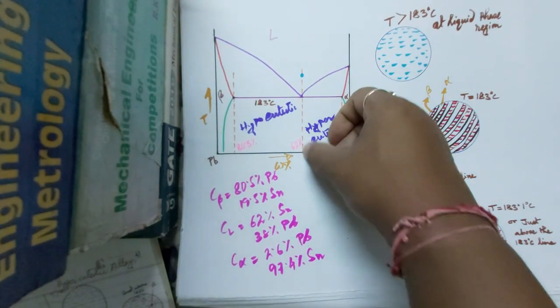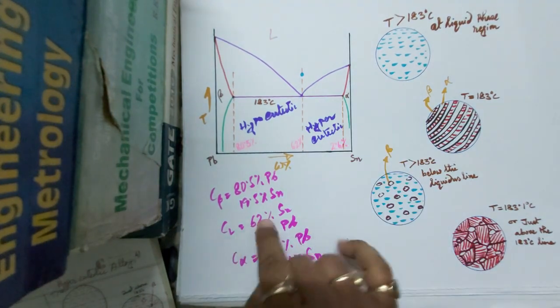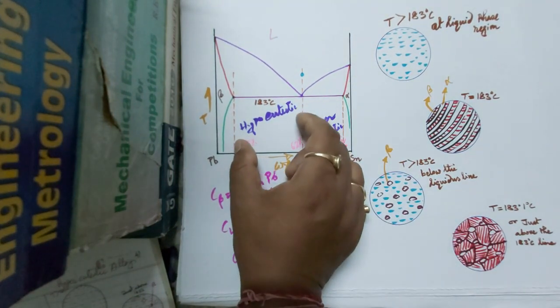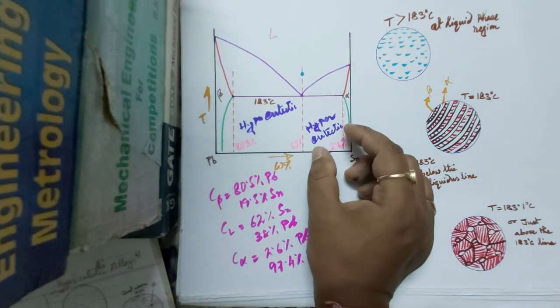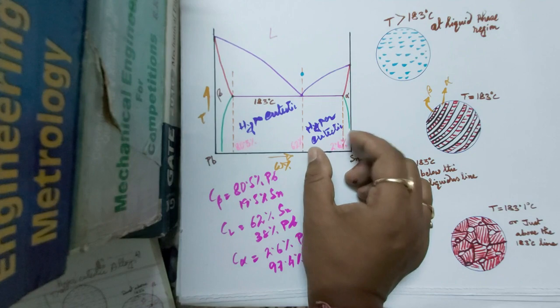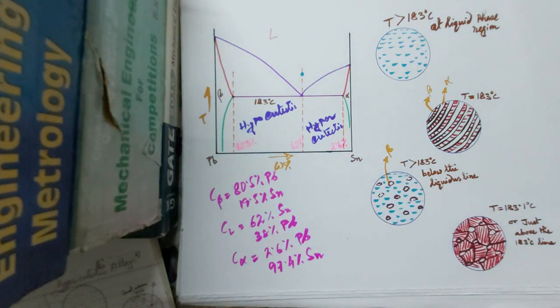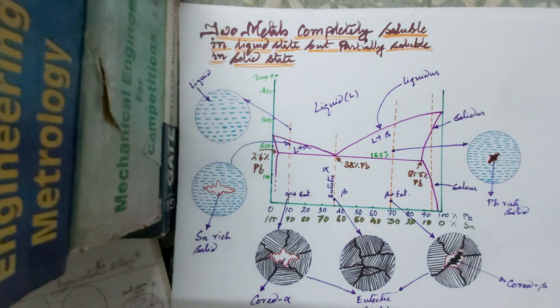So up to this line, 62% of Sn, we have a hypoeutectic, and after this 62% we have a hypereutectic region. So these two regions we do have in this place. Now we have two types of eutectic diagram. One is two metals completely soluble in liquid state but partially soluble in solid state. So this is this kind of diagram where the alpha and beta are partially soluble in solid state.